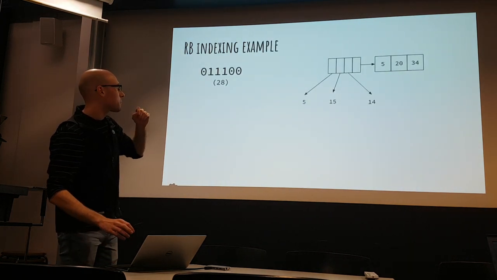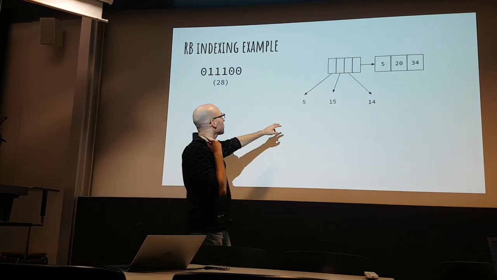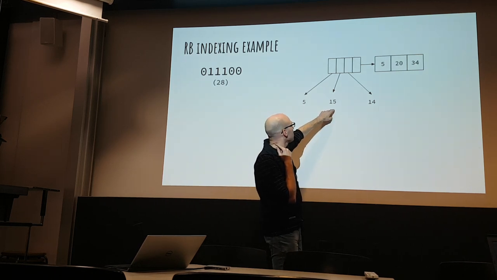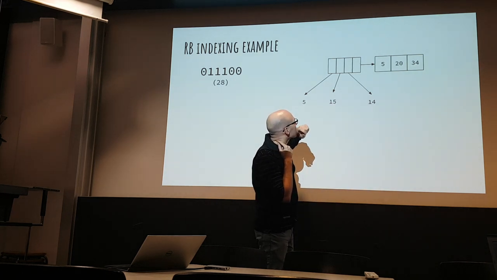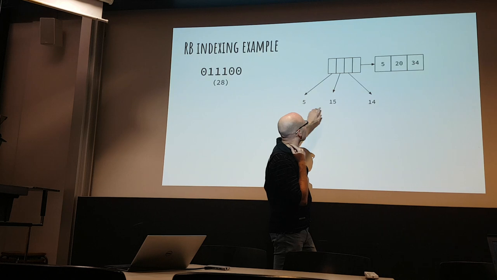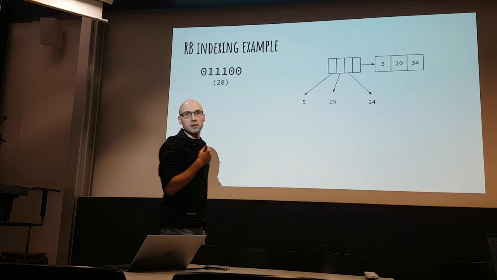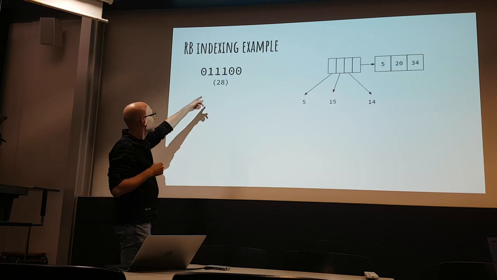So let's say we have a somewhat similar structure as before. And here we have five elements at the leaves in total. Here we have 50, and in this branch we have 40. So for each child we're going to have this extra area on the side with the cumulative size. So this is going to be 5. The next one together with the previous one is 20. And the last one, all together, there are 34. And now we want to get index 28.